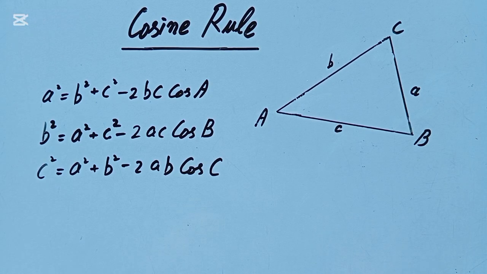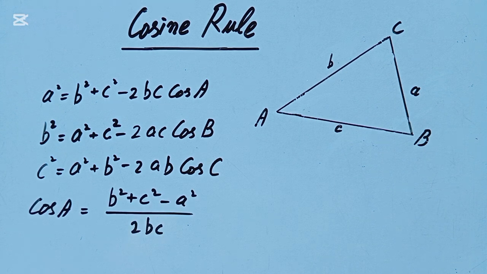We consider another scenario when all these three sides are given. This AB, BC, and AC means the sides a, b, and c. These sides are given. How to find out one angle? For example, I want to find out the angle A. To find out this angle A, when all these three sides are given, I will algebraically manipulate this equation and find out a relation to find out the angle.